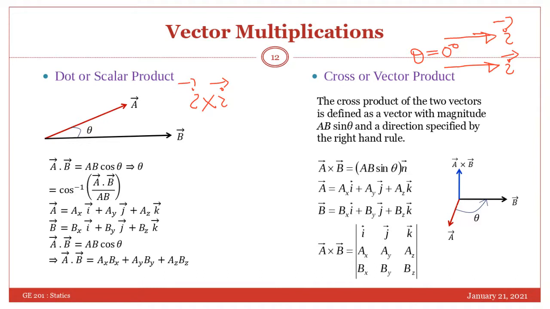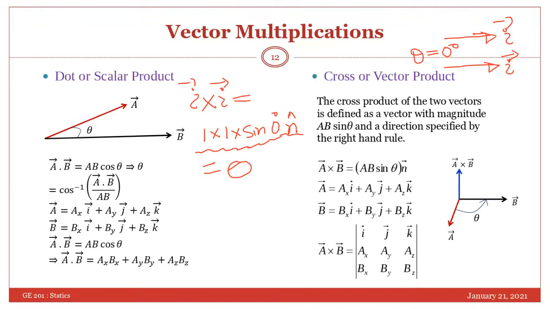So theta is 0. So this will be equal to 1 into 1, because it is AB sine theta, sine 0, of course, into the unit vector. But here the unit vector will not play much role. This sine 0 will make everything 0. The answer will be 0. So in vector multiplication, the cross product of the same unit vectors is going to give you the answer 0.